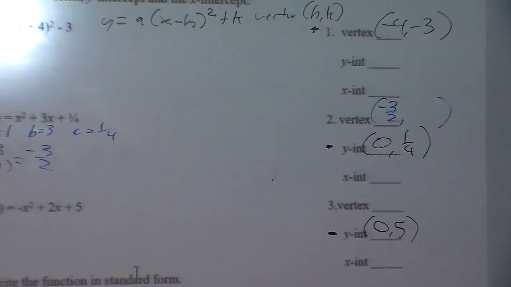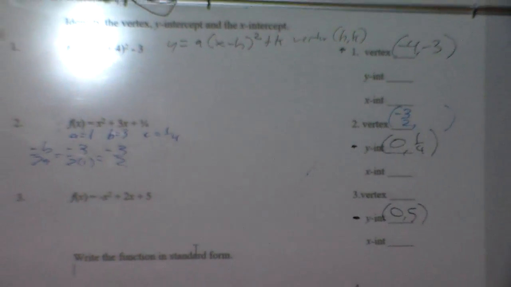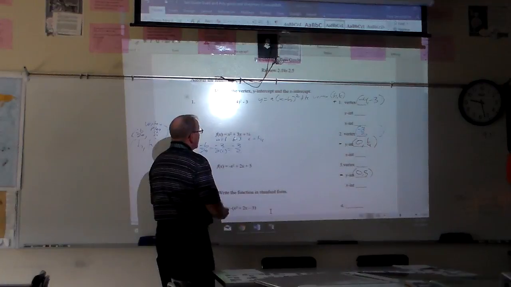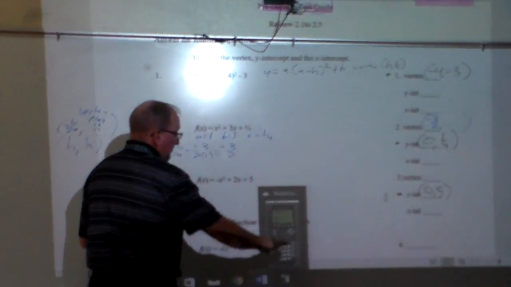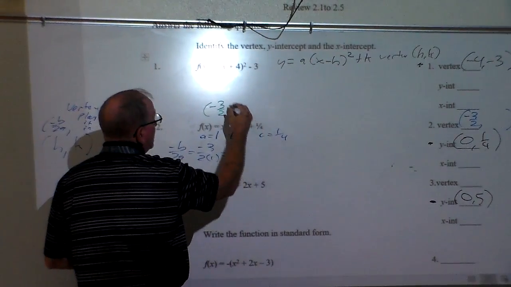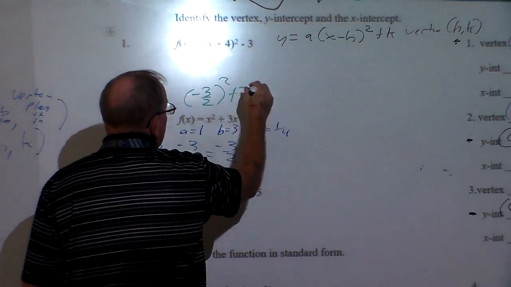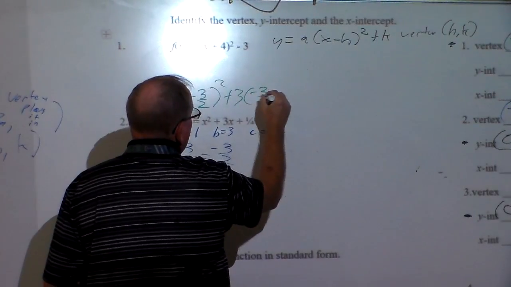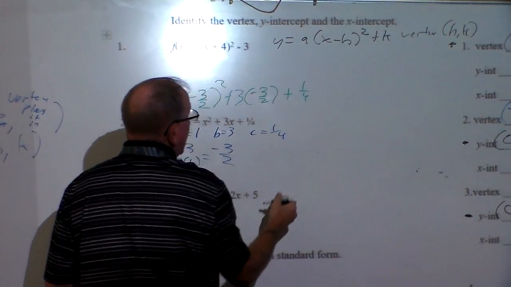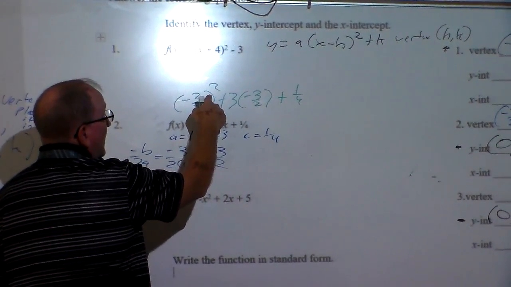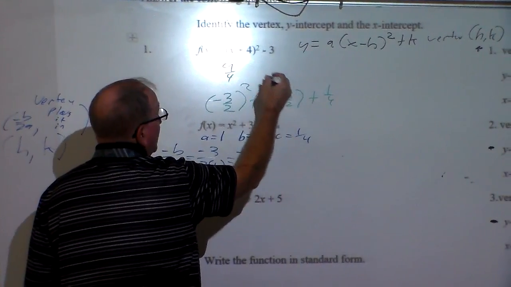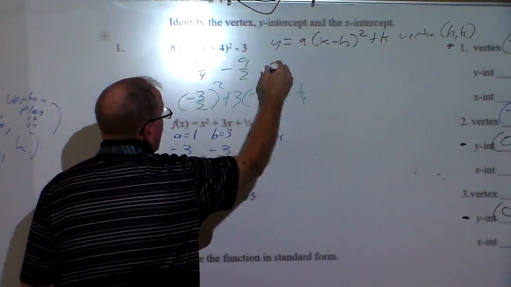How do I find the other part? By plugging it in. So I'm going to plug negative 3 halves into the problem right here. I'm going to type in negative 3 halves, squared, plus 3 times negative 3 halves, plus 1/4. Well, negative 3 halves squared is 9/4. That's minus 9 halves plus 1/4.